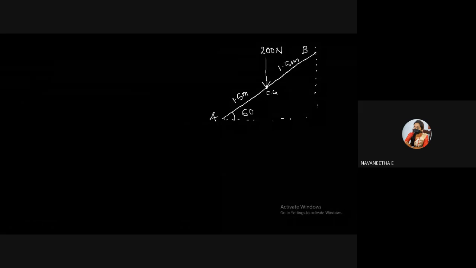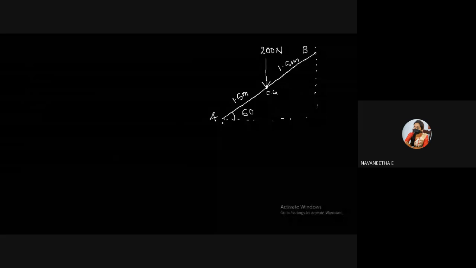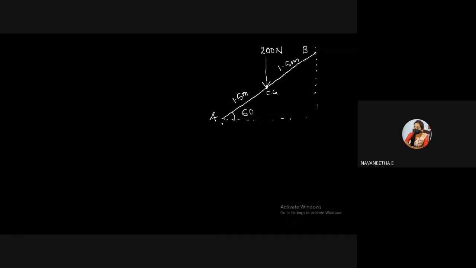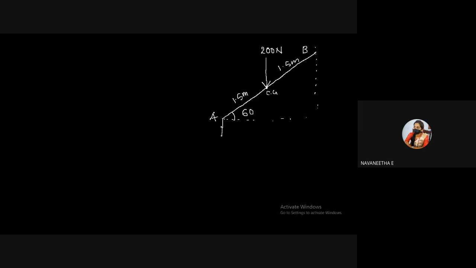Here point A is in contact with the horizontal surface, right? A point in contact with a surface means there will be a normal reaction, or reaction force, developed due to the surface on the ladder. So it will be the reaction of the floor. I'm taking it as RF.